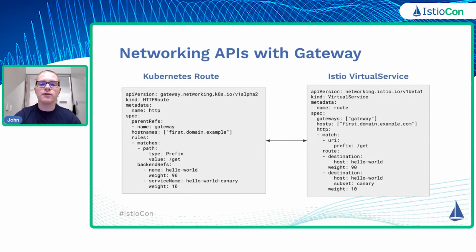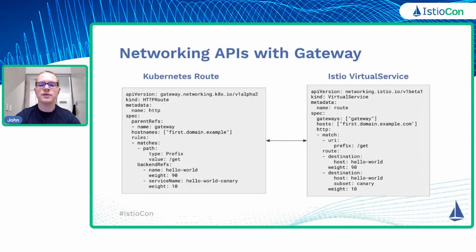Similarly, if we look at the route in Kubernetes and the Istio virtual service, once again, extremely similar. We're attaching the route to a gateway. We have a host name configuration, some matching logic, and then some destinations. So you can see that while the shape of the API is a bit different, the general concepts that need to be expressed are quite similar. And we expect that we could have conversion logic to help migrate between the two. And I'll, again, talk more about that future path a bit later in the talk.